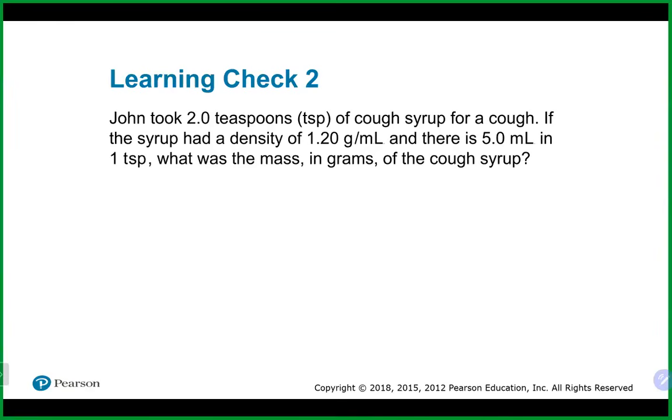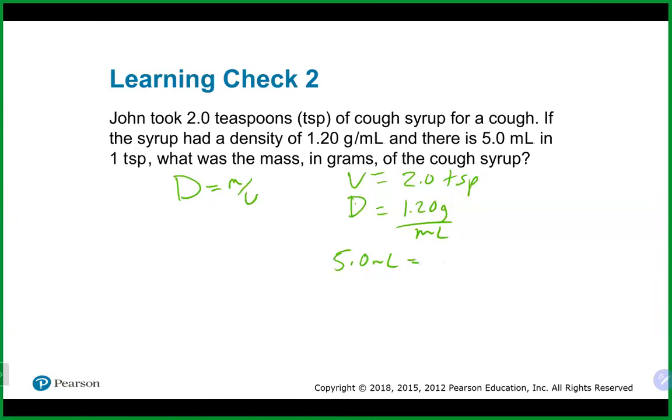Okay, let's take a look. So once again, obviously dealing with density. So we'll start with our equation. We have a volume that is 2 teaspoons. We have a density again given to us as 1.2 grams per milliliter. And we have a conversion factor that's given to us here in the problem.